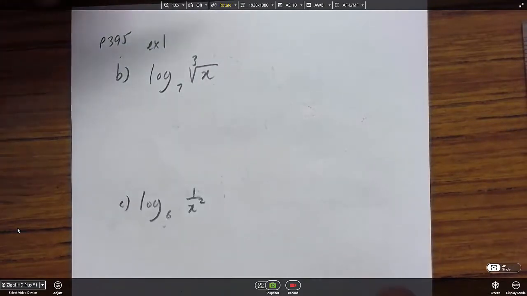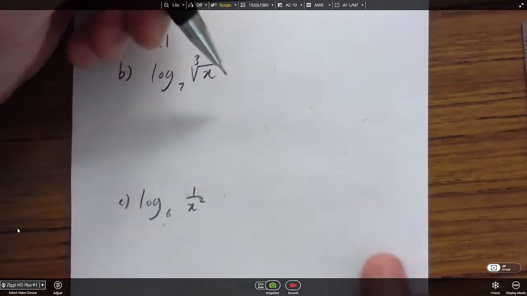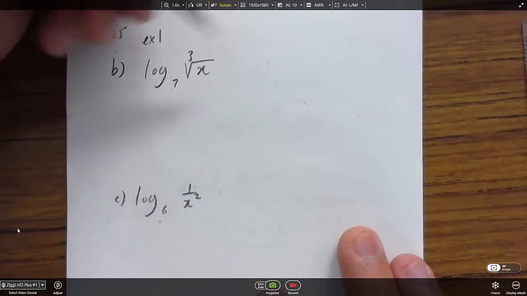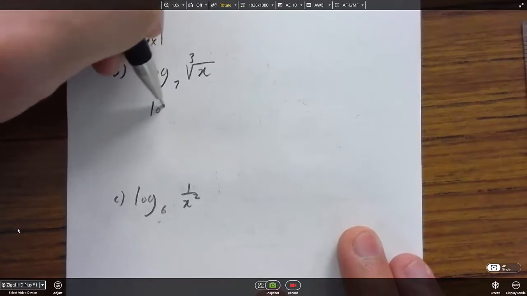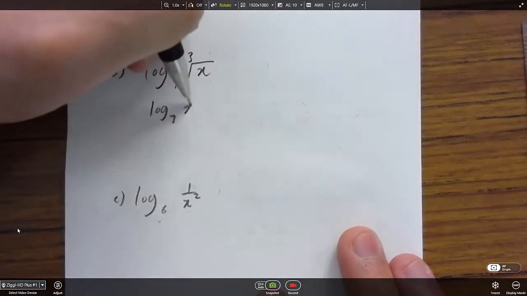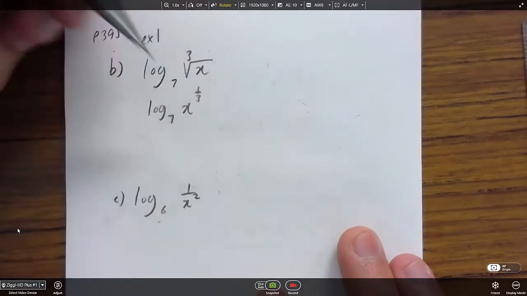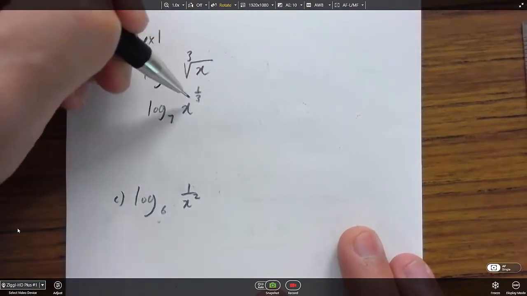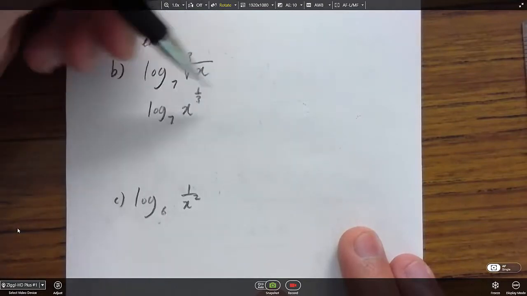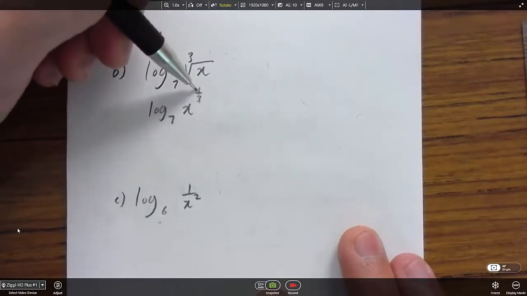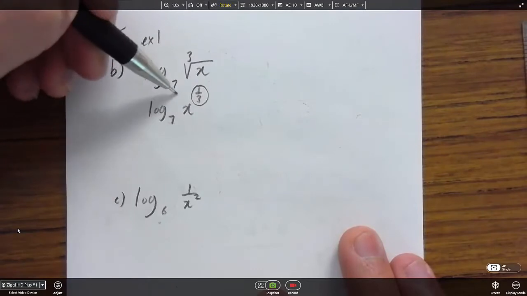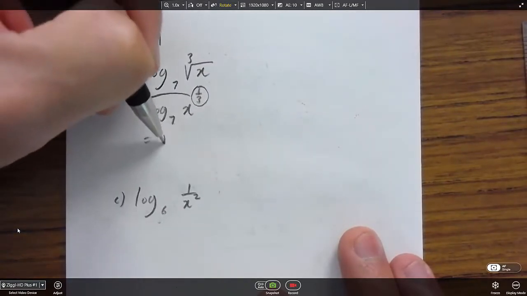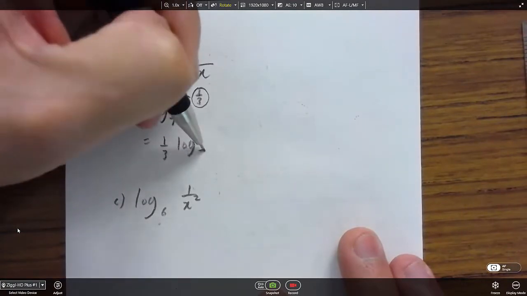Okay, so let's try page 395, example 1b. We have this logarithm here. One of the rules is to convert this radical into a fractional exponent. So we have log 7, and this here is going to be x to the 1/3. That's what square root would be 1/2, fifth root would be 1/5, and cube root would be 1/3. So another rule about log is that when we have an exponent, we can just drop it down in front. So this here will be 1/3 log 7 x.